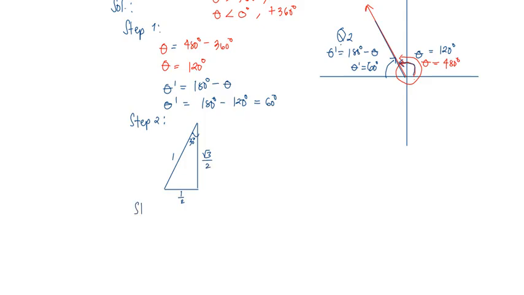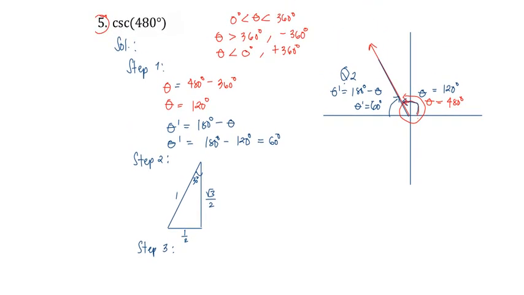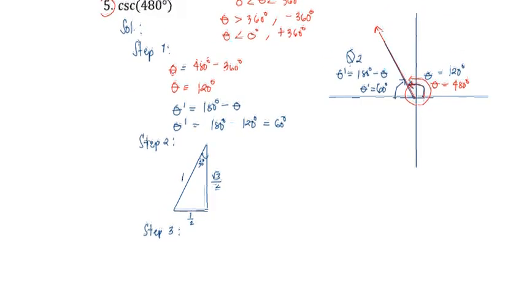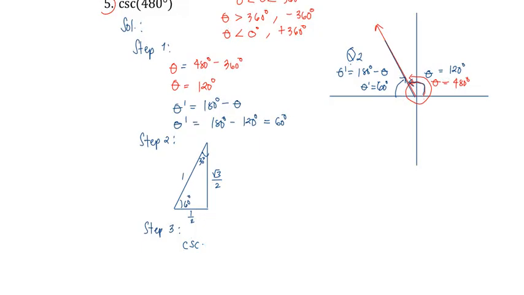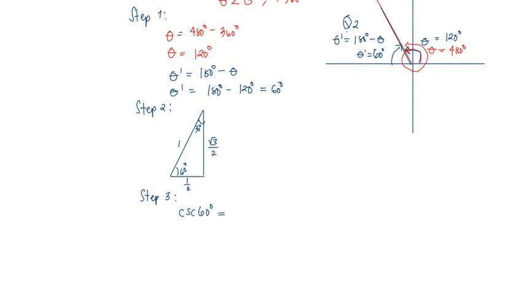And then from that, step 3 is find our trigonometric value in terms of the reference triangle. So we are going to get the cosecant of 60 degrees. And we know that our cosecant is in terms of our sine, because that is the reciprocal of cosecant, the sine value. And our sine theta is actually y divided by r.